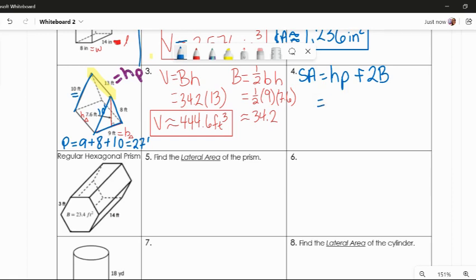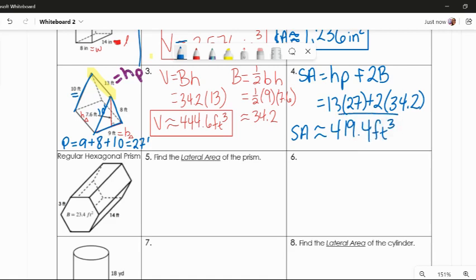The height of the prism is 13 feet. The perimeter of the base is 27 feet, plus 2 times the area of the base. We found it earlier, it's 34.2. I put those in my calculator and I get that the surface area of the prism is approximately 419.4 cubic feet, going to one decimal place. Oh, wait, surface area is not cubic feet. Surface area is square feet. Let me fix that. Self-correction is a good thing.